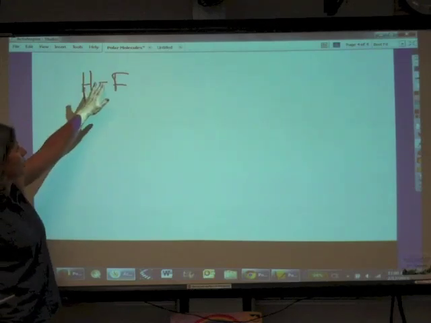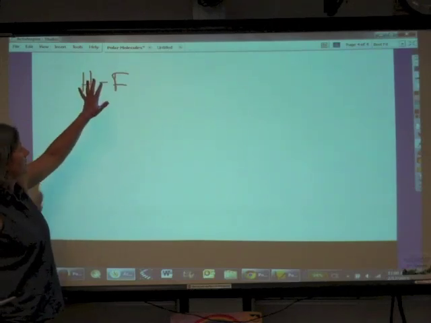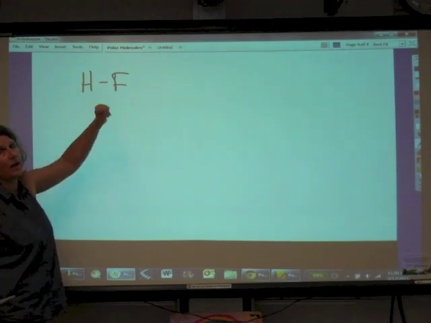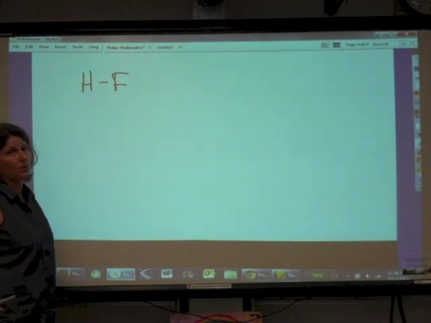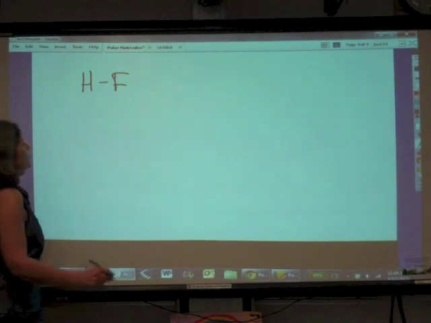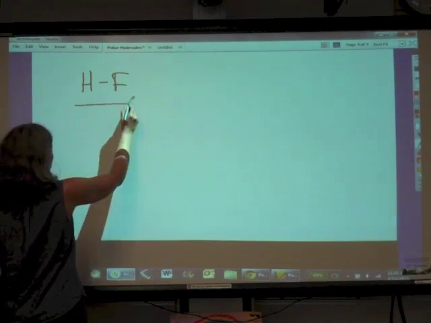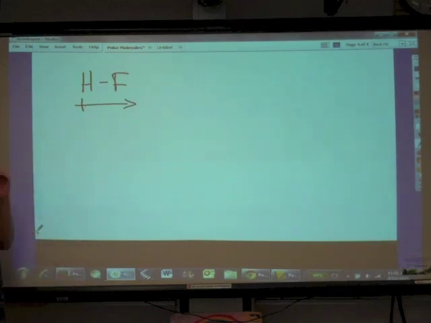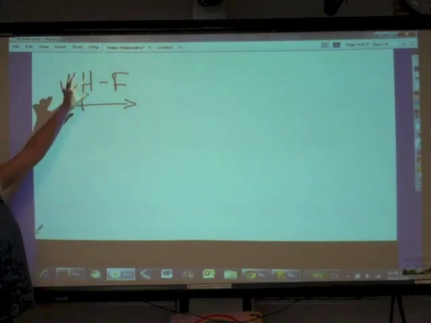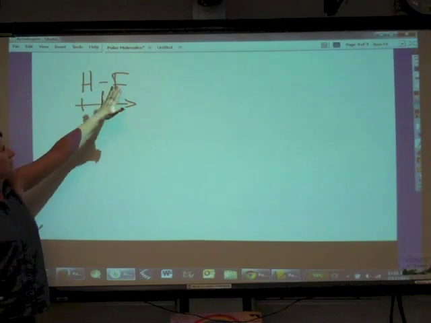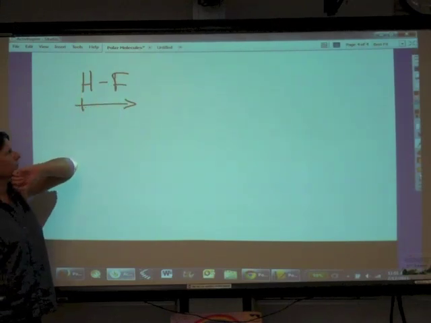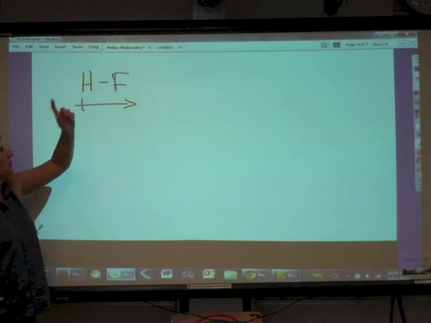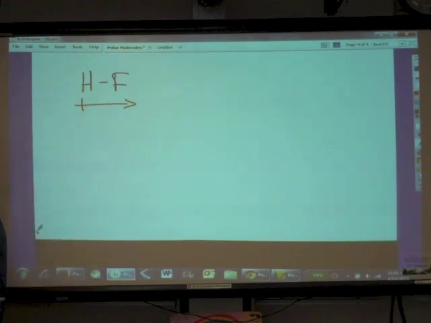It's got a polar bond, and in this case, because there's just two atoms, we can say, yes, it's a polar molecule. And we would draw the arrow looking like this, knowing that this is the electropositive pole, this is the electronegative pole. How do I know that? Because fluorine has a greater electronegativity, so it's going to keep the shared electrons around it most often.